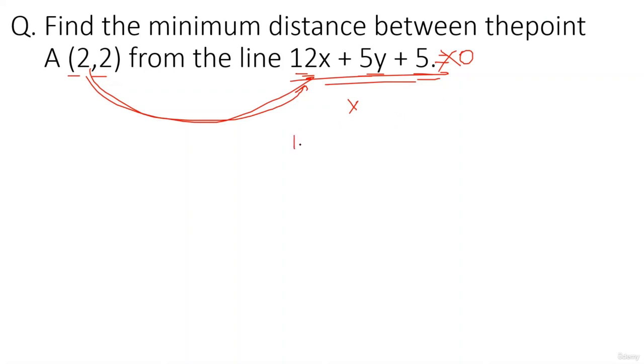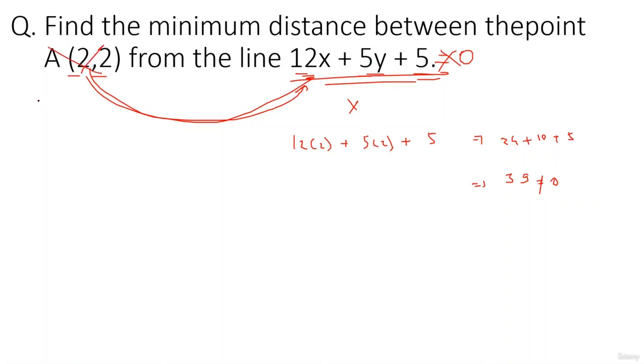So if you substitute, you will get 12 into 2 plus 5 into 2 plus 5. What does this value come to? 12 2s are 24 plus 5 2s are 10 plus 5. This entire thing is equal to 39. It's not equal to 0, right? That means definitely this point does not lie on the given line. Okay, now what will we do?